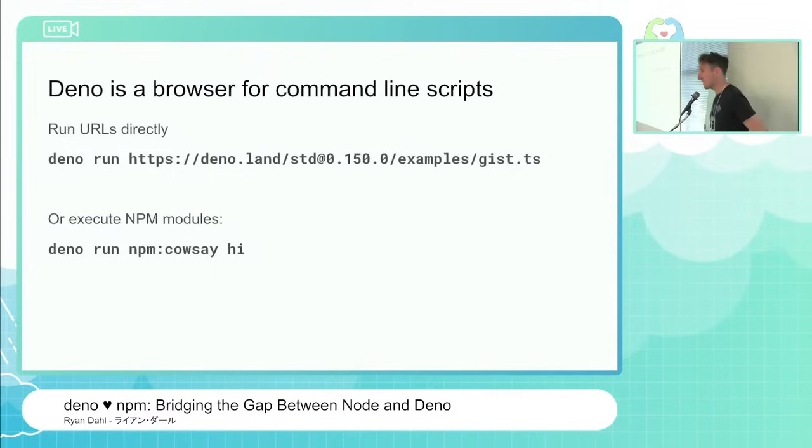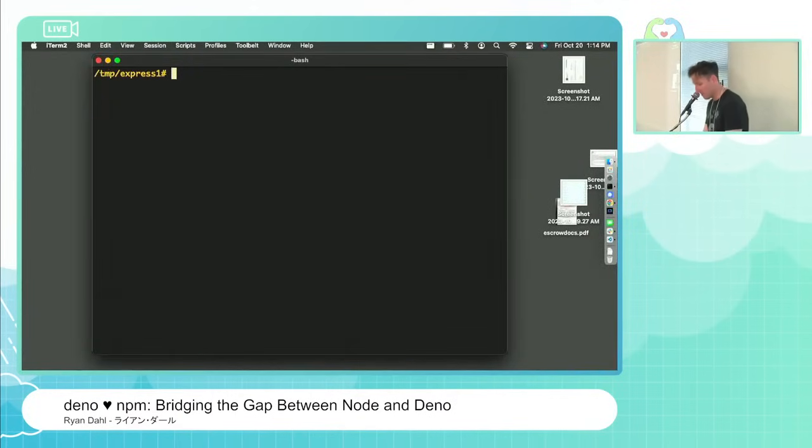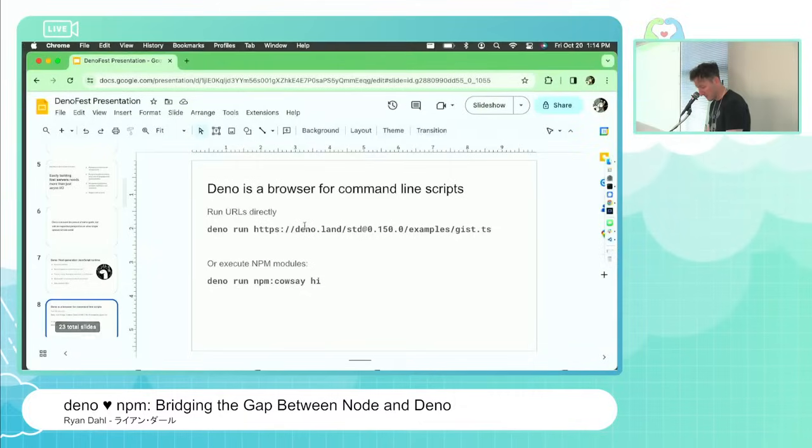So I think the simplest way to think about Deno is it's a browser for command line scripts. It can actually execute URLs just out of the box here. So yeah, let me try to demo this. I'm going to have a lot of demos. So let's see if we can make this work here. So, deno run https. I'm going to copy and paste this URL.